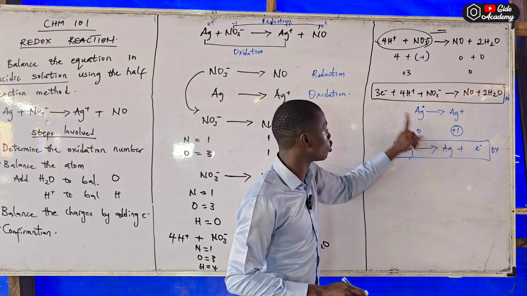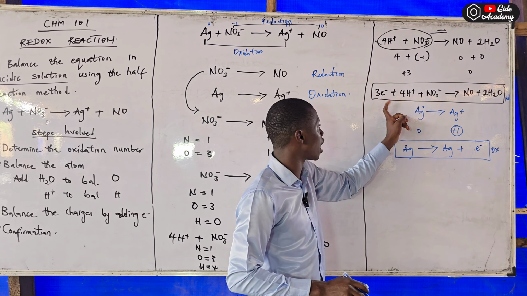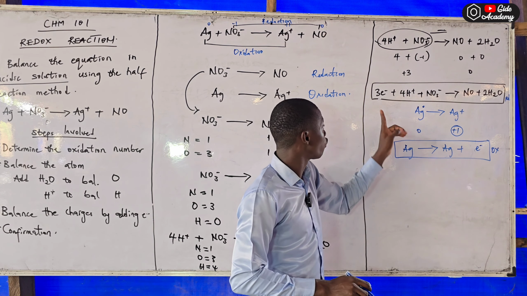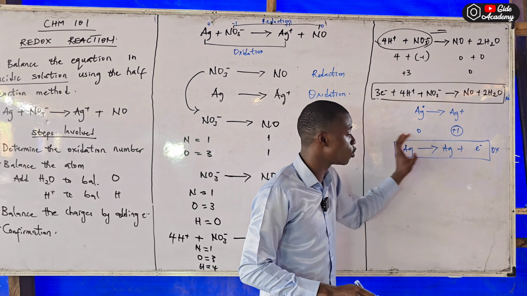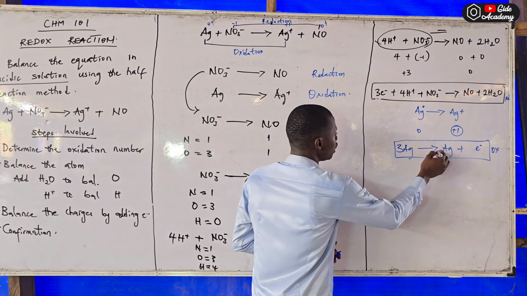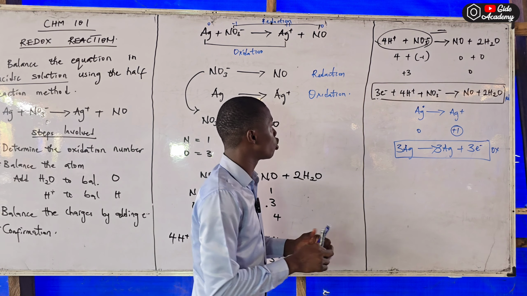Here is 3 electrons, here is 1 electron. So for me to be able to eliminate these 3 electrons, I have to multiply this whole reaction by 3. I repeat, for me to remove these 3 electrons here, I have to multiply this whole reaction by what? By 3. So here will be 3, here will be 3, and here will be 3. So let's write the overall chemical reaction.